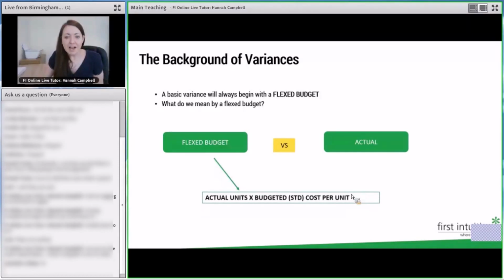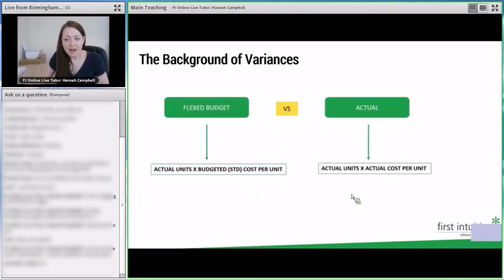Now that flex budget, as we've just talked about, is our actual units, either produced or sold, depending on your variance, and we multiply by the standard cost per unit. So this word standard, think of it as should, okay? When we talk about variances, we very often talk about what we should have done compared to what we did do. So always think the word standard, it begins with an S, refers to what we should have done for what we have actually produced, okay?